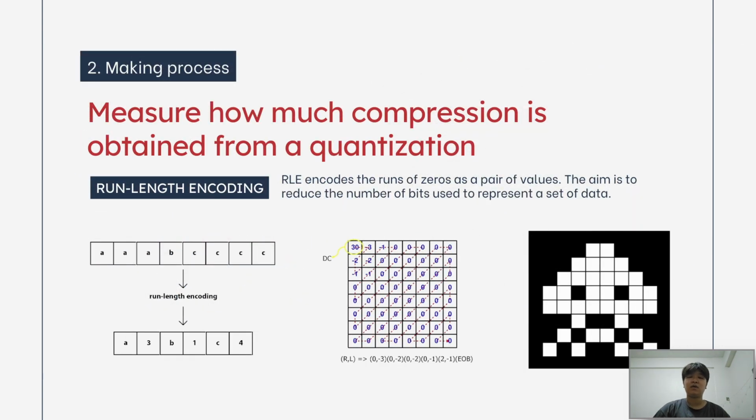And to measure how much compression is obtained from quantization, we need to know about entropy coding. The common entropy coding technique used after quantization is run-length encoding, which is RLE. Instead of explicitly storing each coefficient, RLE encodes runs of zeros as a pair of values. This will reduce the amount of data needed to represent the quantized coefficients.